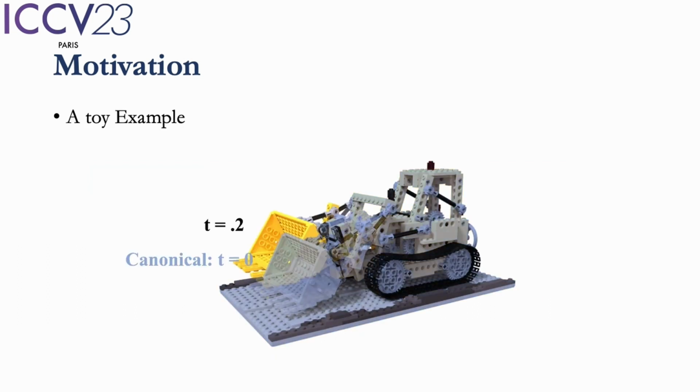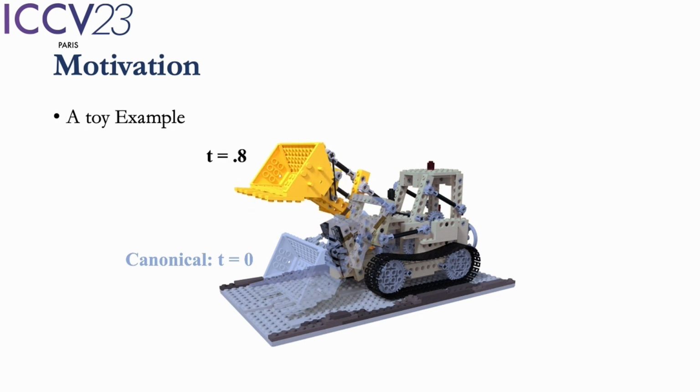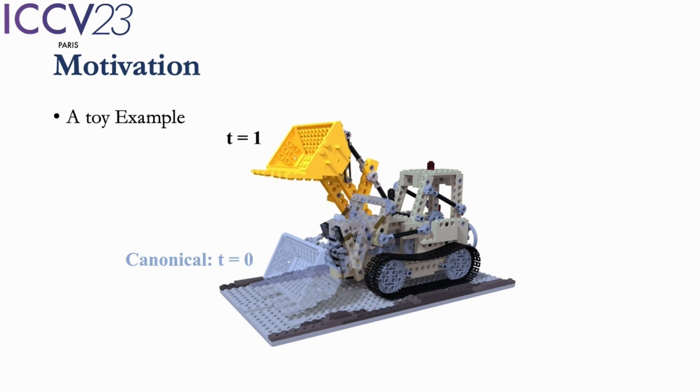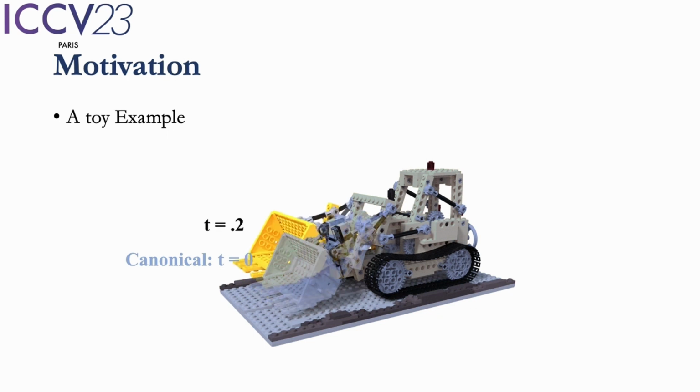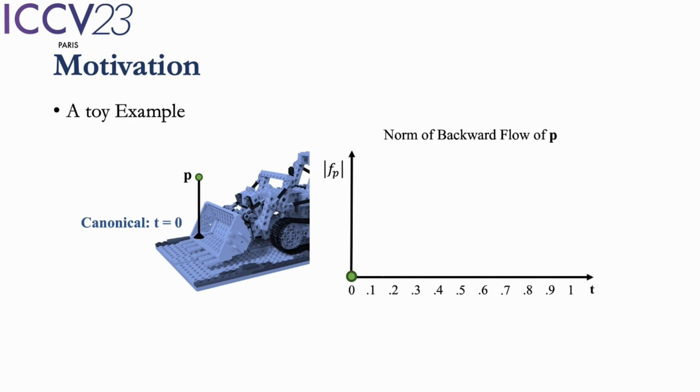Here we have a toy example. In this scene, the Lego loader shovel lifts over time. We set time 0 as canonical time and show the scene at canonical time with dark blue color. We pick a fixed 3D point P in the space and show the backward flow of point P, which moves its position at time t back to its corresponding position at canonical time. When t is equal to 0.1, it is in the air, which is called an empty point, and if we assume that the empty point is stationary, then the backward flow of point P should be 0. And it is the same when t is 0.2.